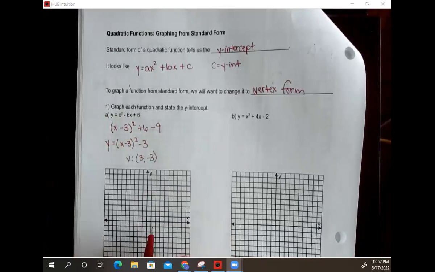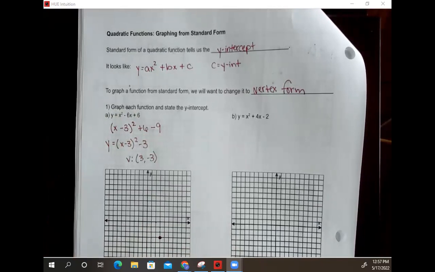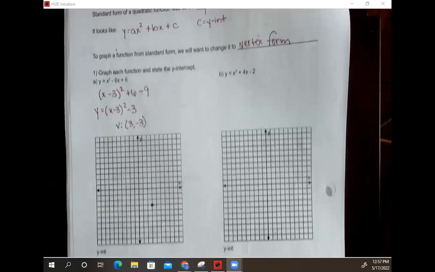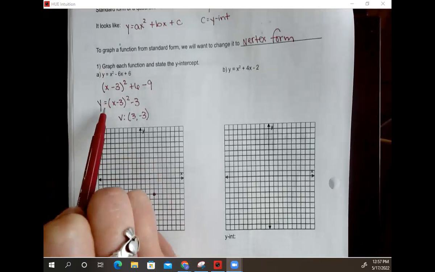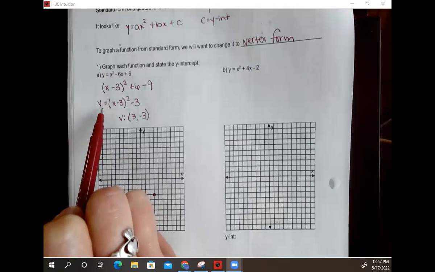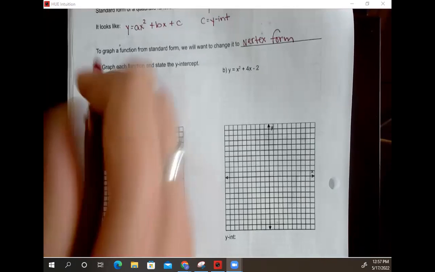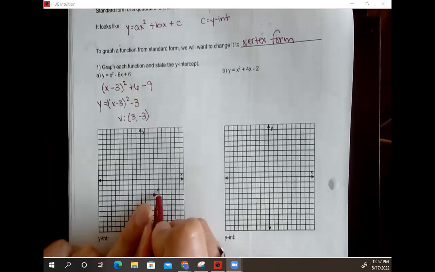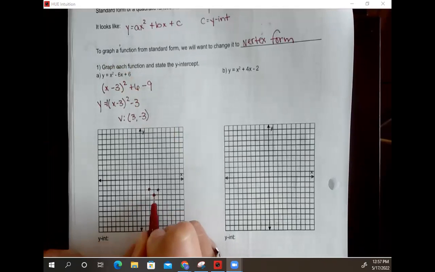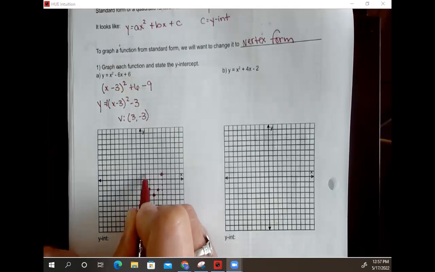And I'm going to plot that: 1, 2, 3, 1, 2, 3. And now I need to know the shape of my graph. So I can get that from the A value in standard form or from vertex form. It's the same value, right? I don't see anything in front there, so that means that it's 1. So from my vertex, I'm going to go out 1 and up 1 on both sides, and then out 2, up 1, 2, 3, 4. Out 2, up 1, 2, 3, 4.